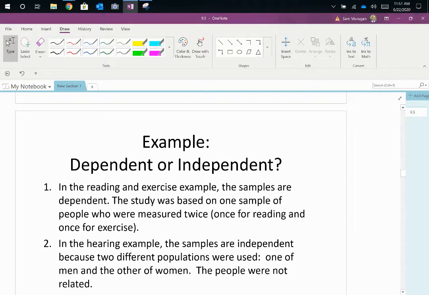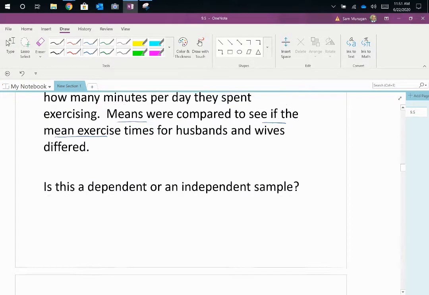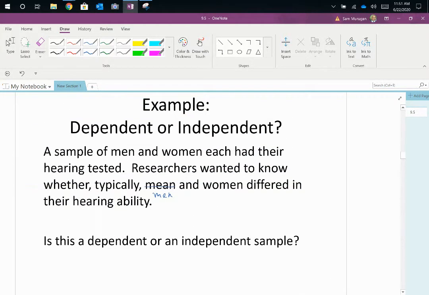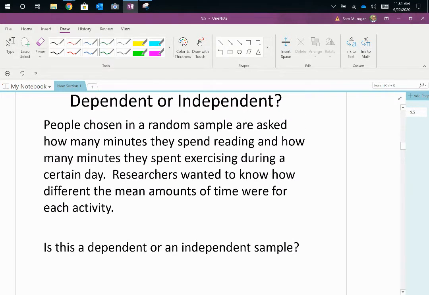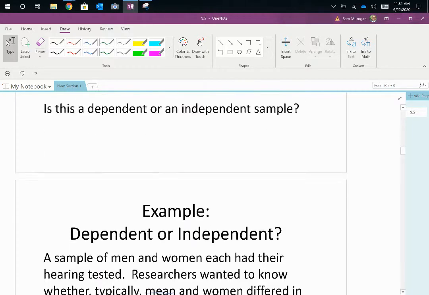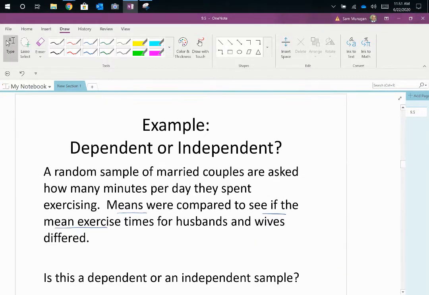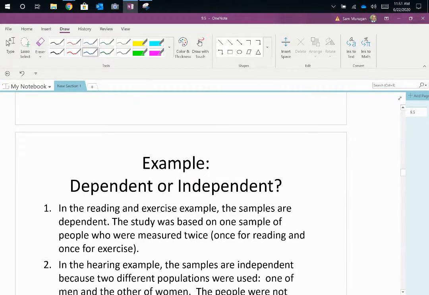So in the first case, in the reading and exercise example, the samples are dependent. And the reasoning: the study was based on one sample of people who were measured twice, once for reading and once for exercise.